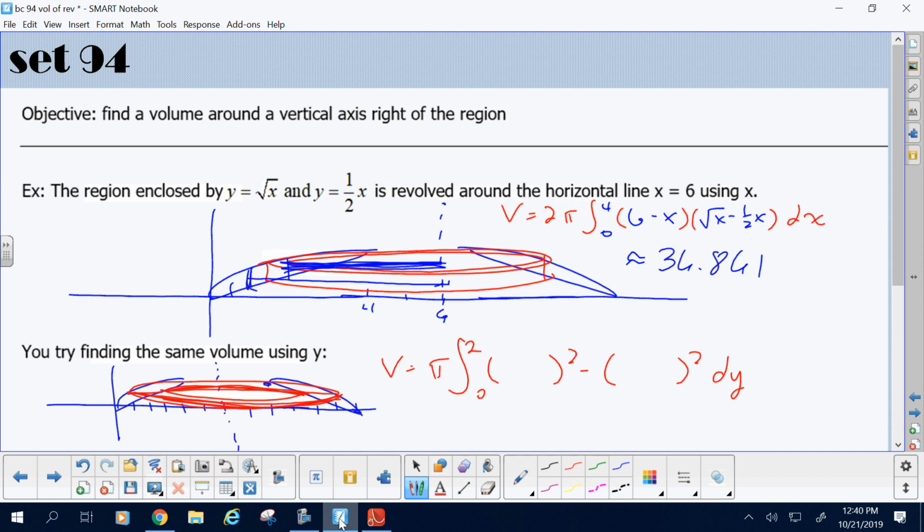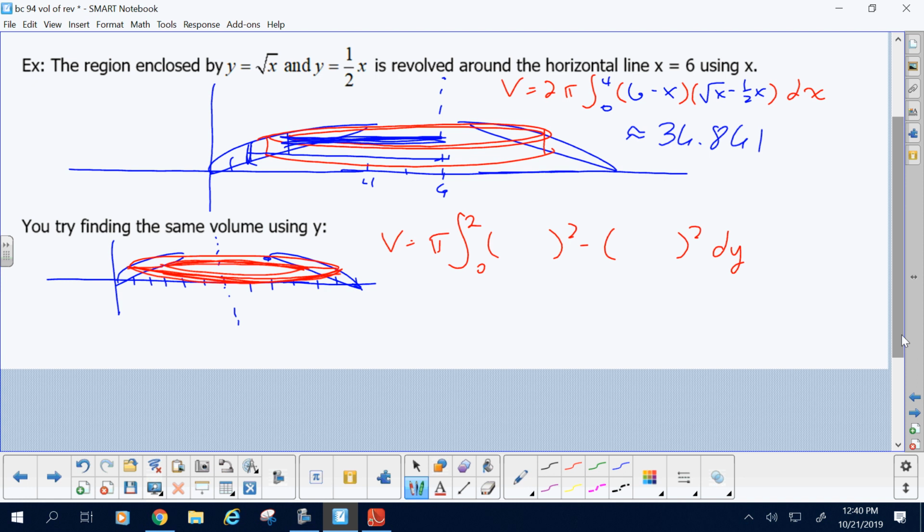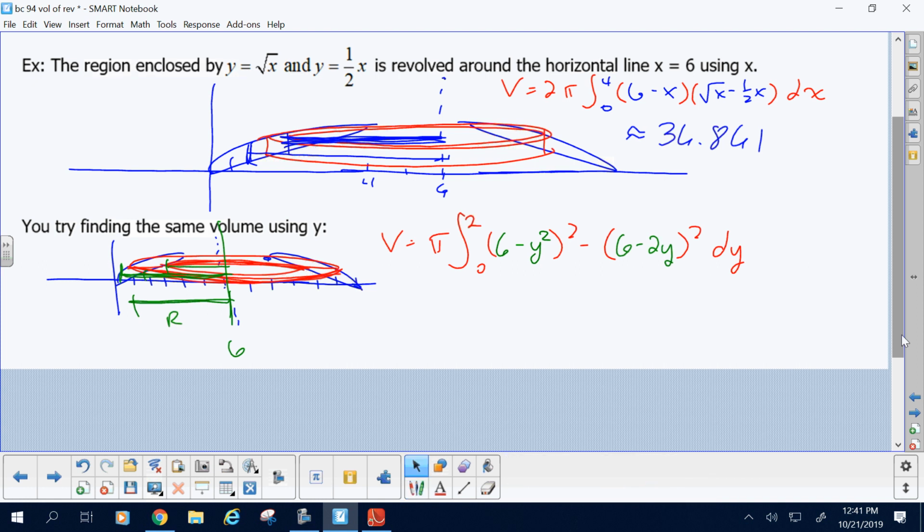Okay? Now let's go to y. If it's a y slice, are you getting a washer? Yes. All right, so now we need to get big R, right minus left. The right is always 6, the left is y squared, some point on the curvy curve. So 6 minus y squared. Now the outer point is this. Just checking, make sure you're with me. All right, you got it. The inner is always from 6 to the line. So 6 minus 2y. And hopefully that is also 36.861.